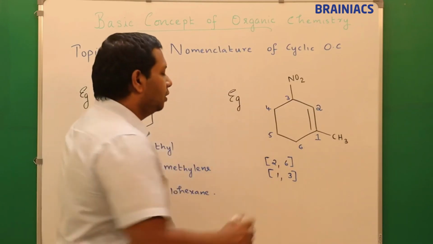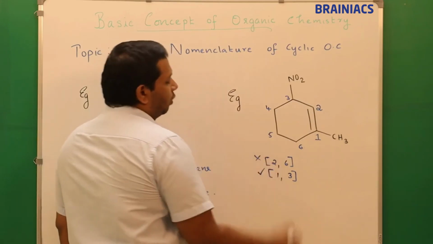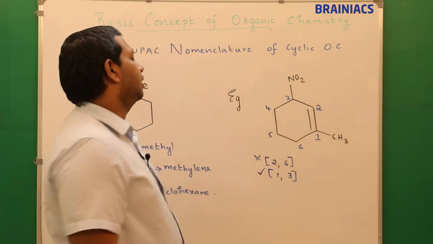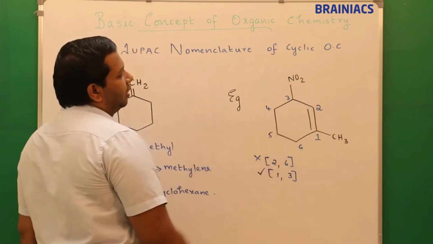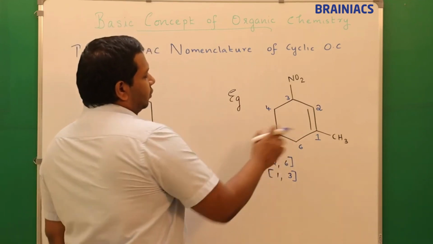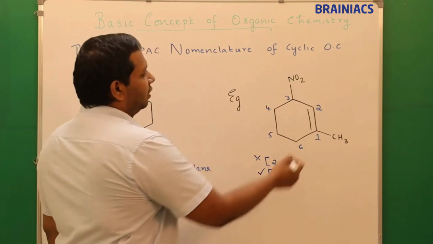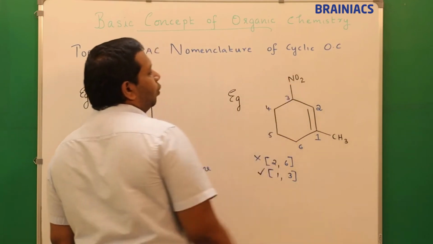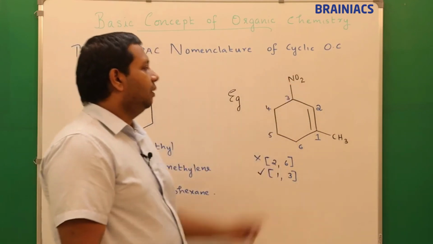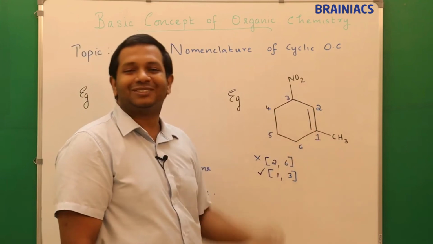Which is the correct one? The lowest number is this one, so the other should be wrong. So this looks like the correct numbering. Now tell me the way we can name this compound. First we write the secondary prefix. There is 1 methyl and 1 nitro. Who comes first alphabetically? L, M, N. So methyl should come first.